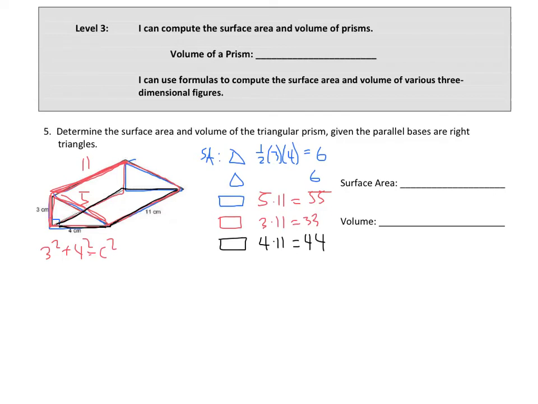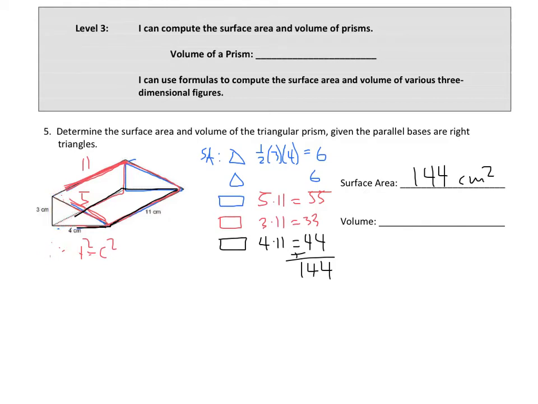We get 44. And then we add up all the areas of those 5 sides, and you get 144. So the surface area is 144 centimeters squared.